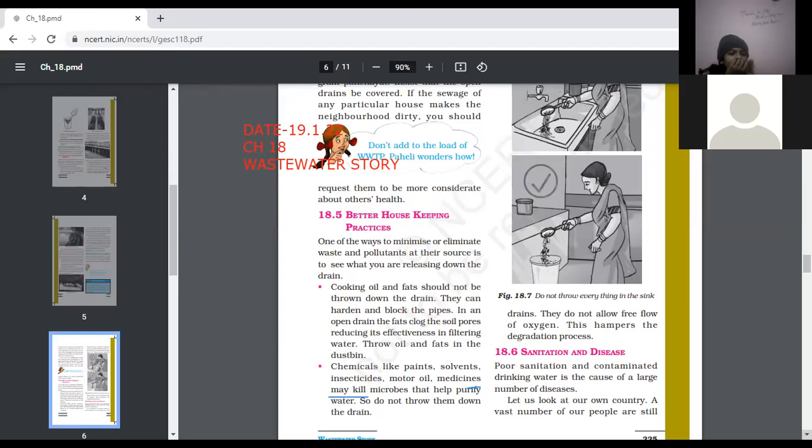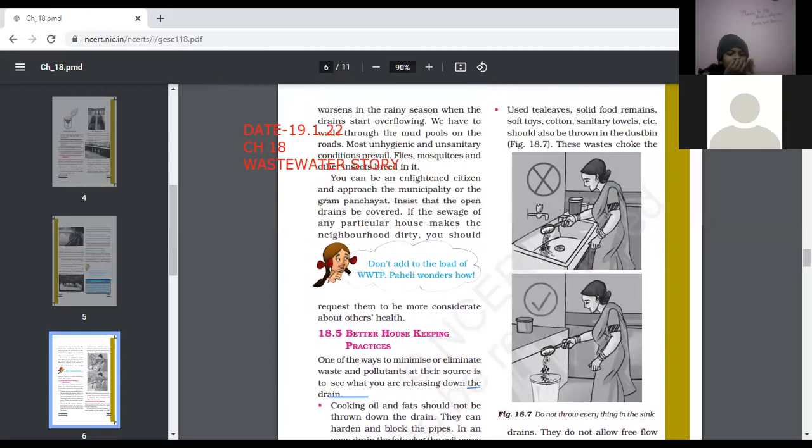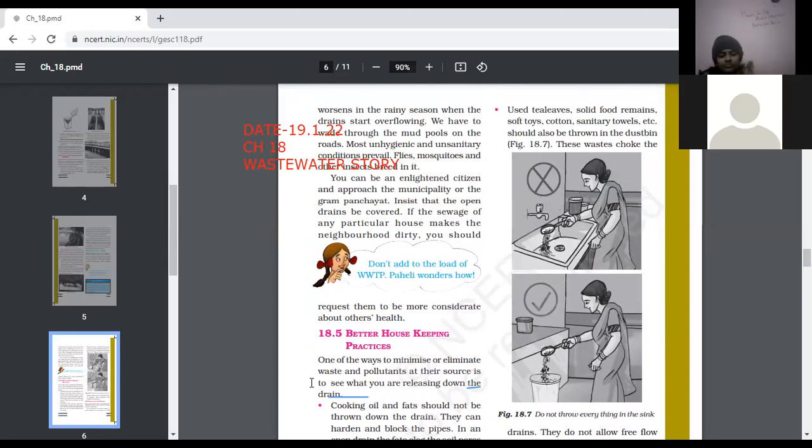Number 2. Yes, Abhigyan, if you want, you can read now. Yes, ma'am. Chemicals like paints, solvents, insecticides, motor oil, medicines may kill microbes that help purify water. So do not throw them down. Again, that should not be thrown into the drain. Okay. Number 3. Read this point also. Kavya, if you want to read.